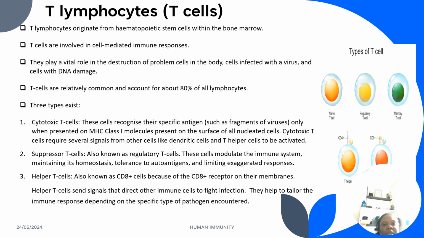The other white blood cell is the T lymphocyte, which is relatively common and accounts for about 80% of all lymphocytes. They play a vital role in the destruction of problem cells in the body, also cells infected with a virus and cells with DNA damage. Three types exist, which are cytotoxic cells, suppressor cells, and helper T cells.